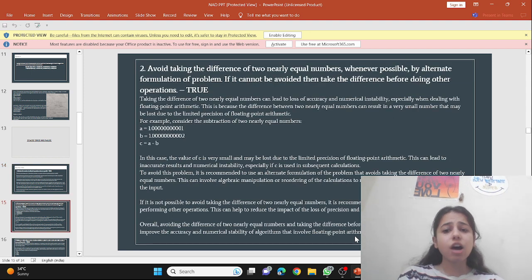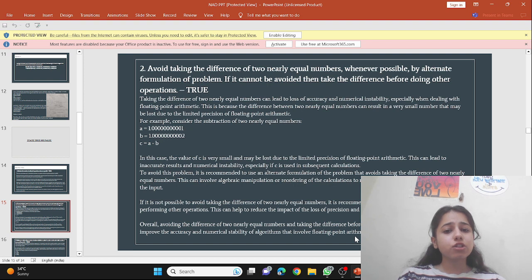Now the second question is: avoid taking the difference of two nearly equal numbers whenever possible by alternate formulation of the problem. If it cannot be avoided, then take the difference before doing other operations. This is also true. Here we have explained it with an example.